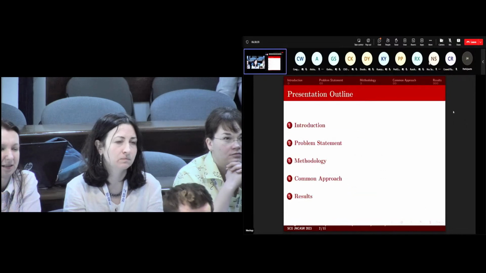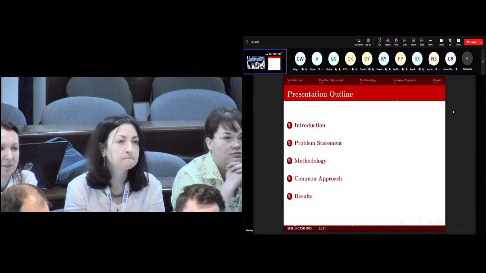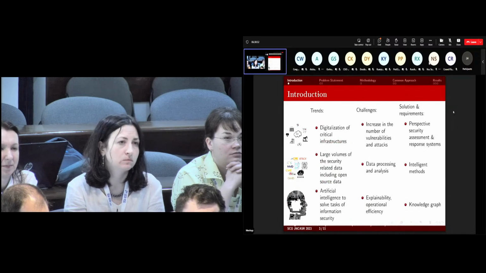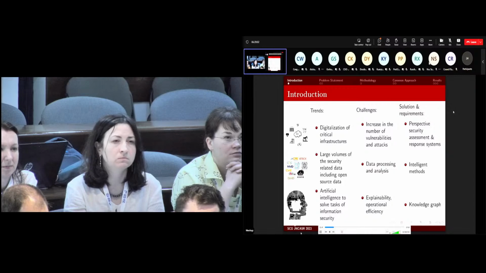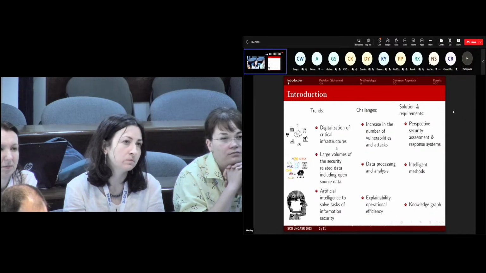I will start from a brief introduction, then go to the problem statement and the methodology. I'll briefly describe the common approach and the obtained results. Let me start from the motivation of my research. Currently, there is a trend to digitalization of critical infrastructures. While security is highly relevant for such systems, the number of detected vulnerabilities in such infrastructures, as well as the number of successful attacks, increases. A possible solution is development of a perspective security assessment and response system.